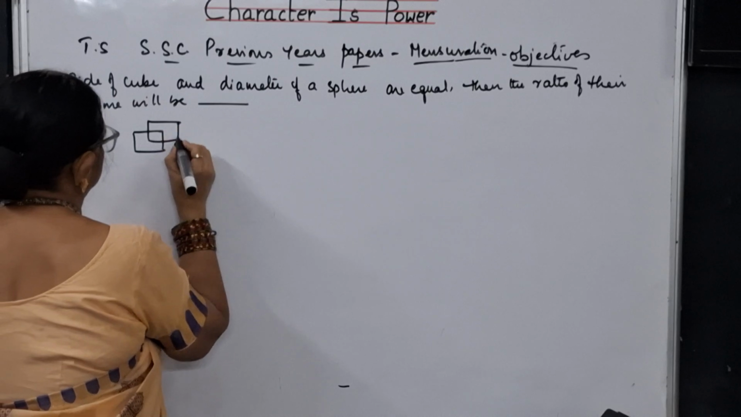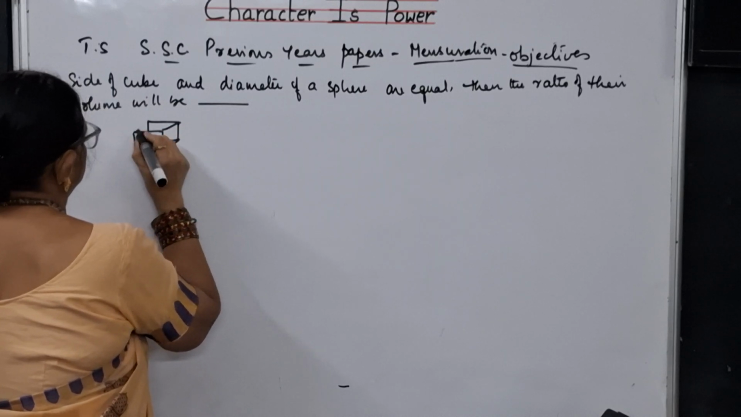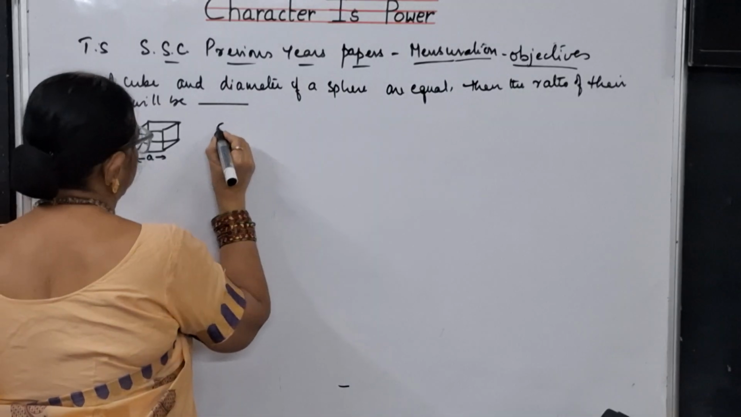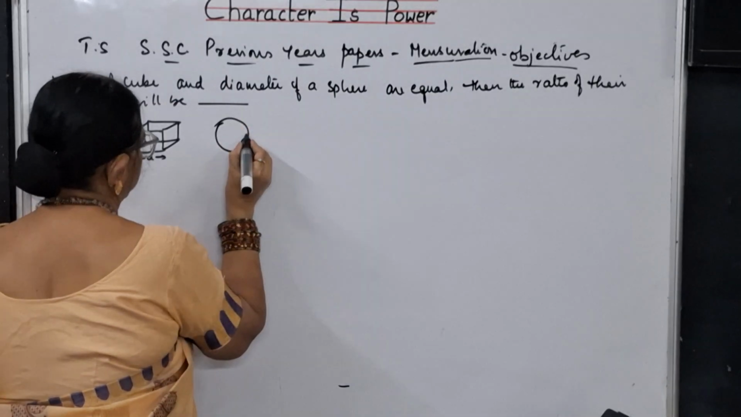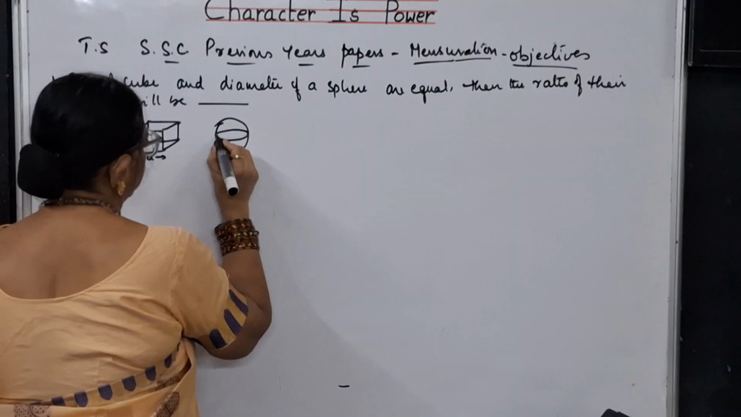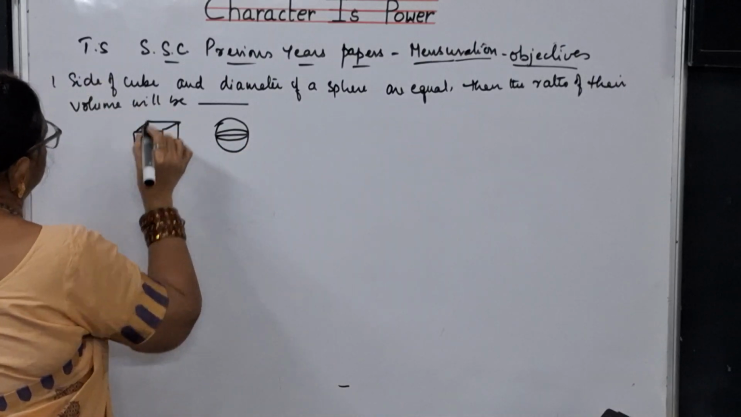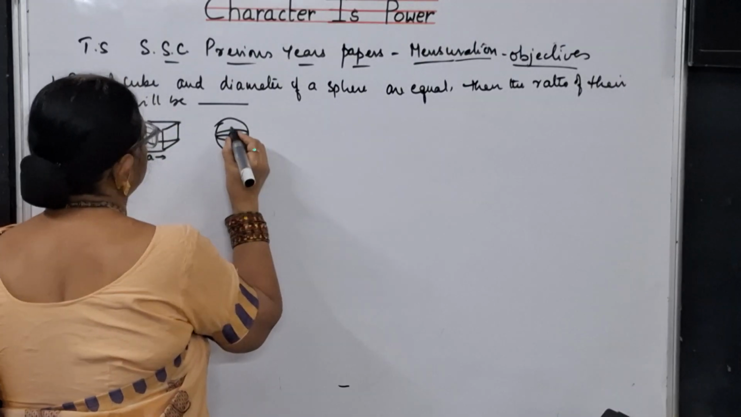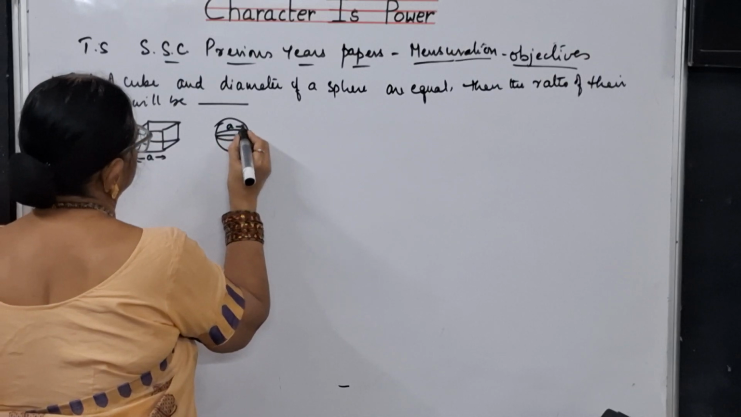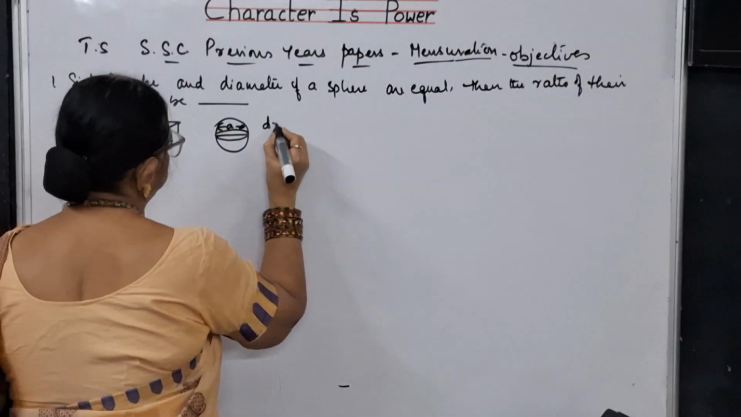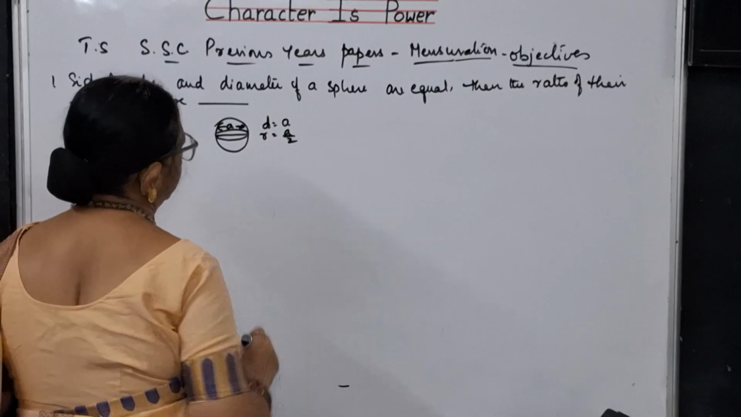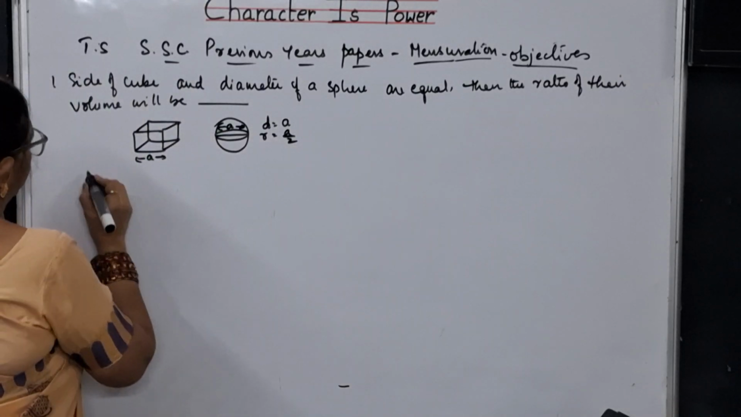So you have a cube which is having side as A units, and there is a sphere. The side of the cube and the diameter of the sphere are the same, equal. So this is also A unit. So diameter is A, that means radius is A by 2. Then the ratio of their volumes.